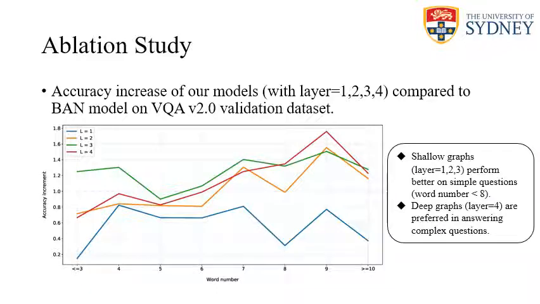In the line chart, we compared our model with different layers to the BAN model on the identity sets. Based on the word number, the shallow graphs perform better on simple questions, whereas the deep graphs are preferred in answering complex questions.